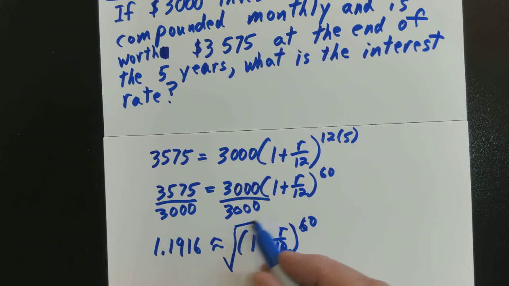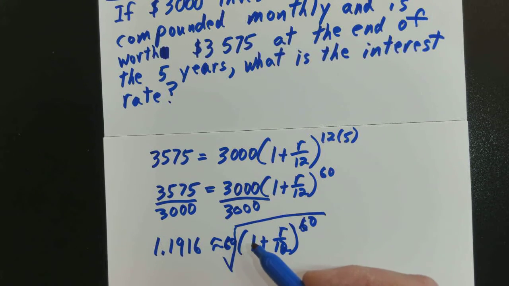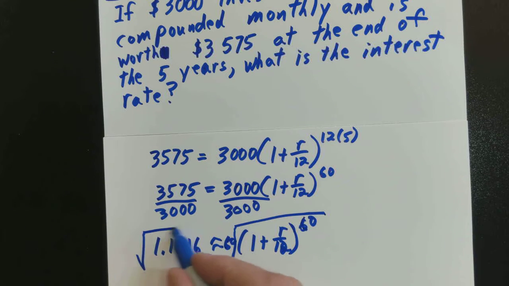Now, this is crazy, but we need the 60th root. And then we'll do what Bobby said. Okay? And like I said, let's go 4 decimals with that.